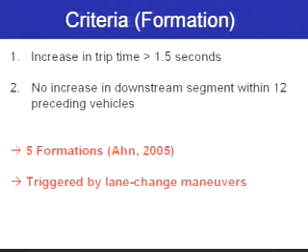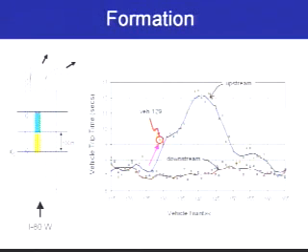Based on the two criteria, 5 instances of oscillations were detected, and I observed that lane-changing maneuvers trigger these formations. I'm just going to show you one example here, but other cases are included in my dissertation. So going back to this example to see the mechanism, you see this large increase in trip time for vehicle 129, and the trip time continues to increase for the vehicles with higher arrival numbers.